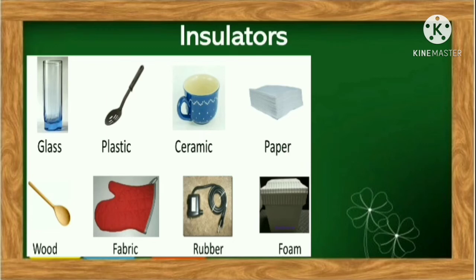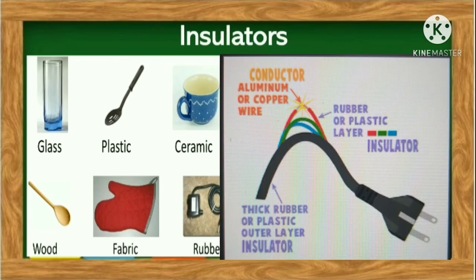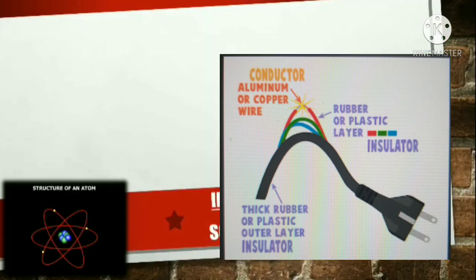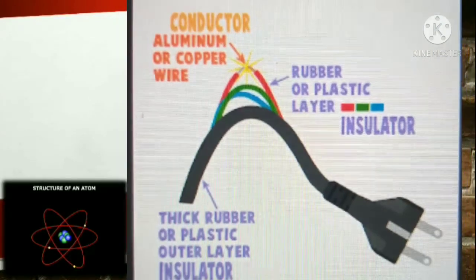One of the best examples of a product we observe at home is this one. An aluminum or copper wire is wrapped in a rubber or plastic that serves as an insulator. And to make it safer, another thicker insulator is used to hold everything into one.